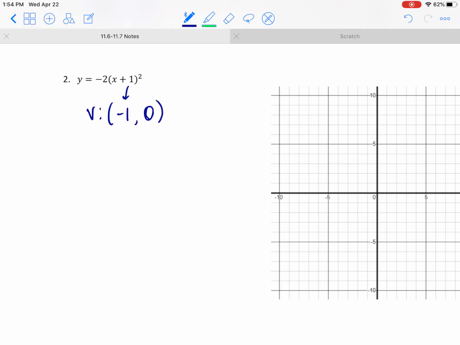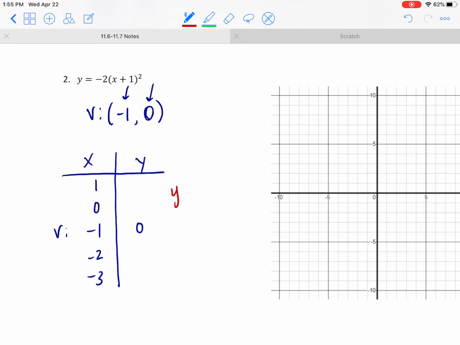But notice there's nothing being added or subtracted after the parentheses. That means we're not going to be moving in that direction, so there's just going to be a 0 there. So we change that sign and keep that sign, but there's nothing out there, so that's why we've got a 0. I'm going to make my table and put my vertex of -1, 0 right in the middle, and then go to the left and to the right. So I'm going to go 0 and +1 and -2 and -3. I want 5 consecutive numbers in there.